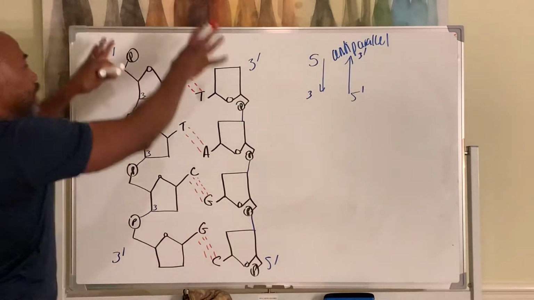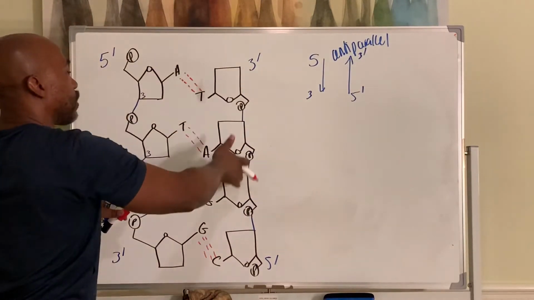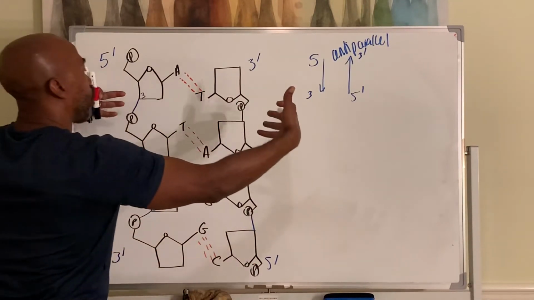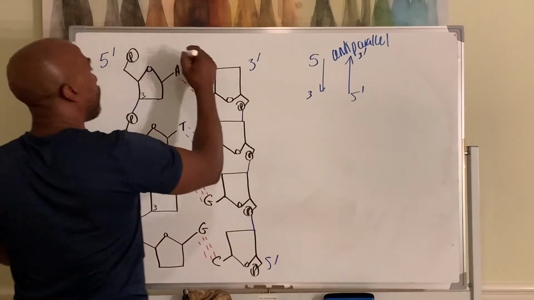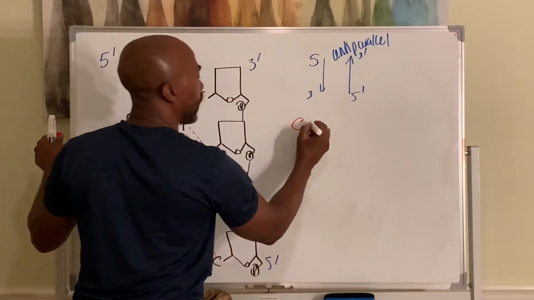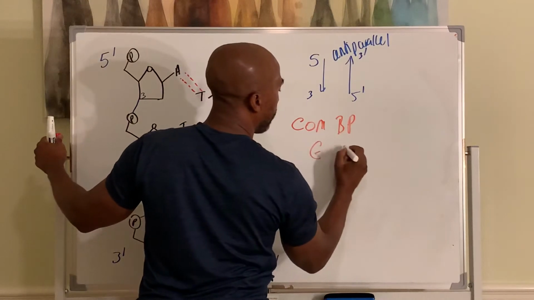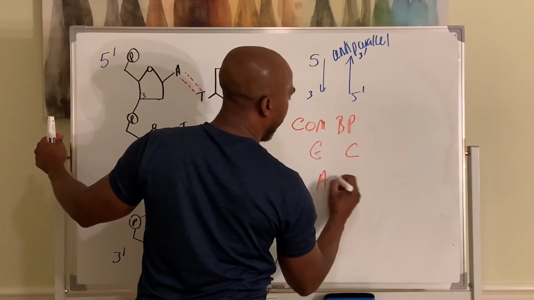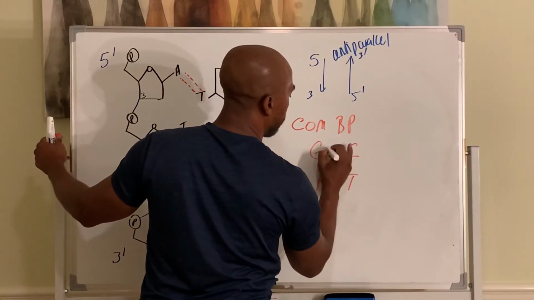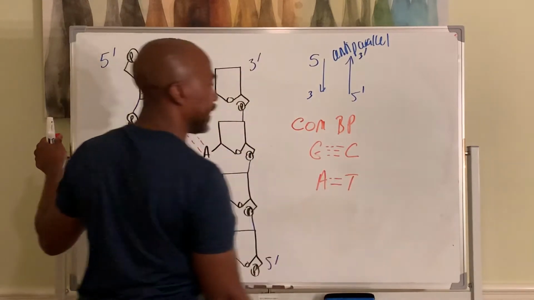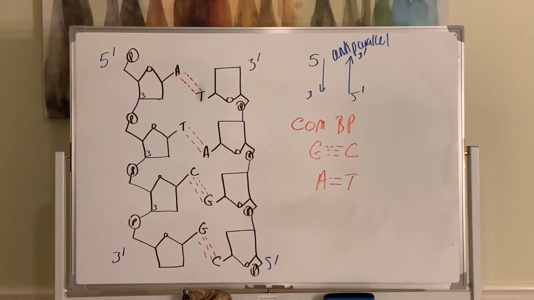Double stranded, each strand linked together by sugar phosphate bonds, and then both strands are joined by what's called complementary base pairing, where G pairs with C, A pairs with T, and you have 3 bonds between the G and C's, and 2 bonds between the A and T's. That is your double-stranded DNA. Okay. Let's go one step further.